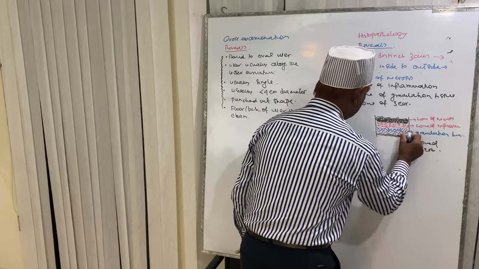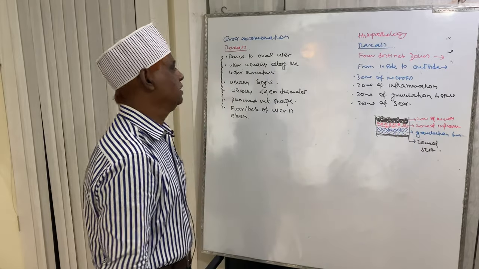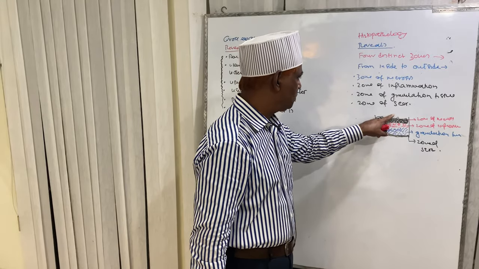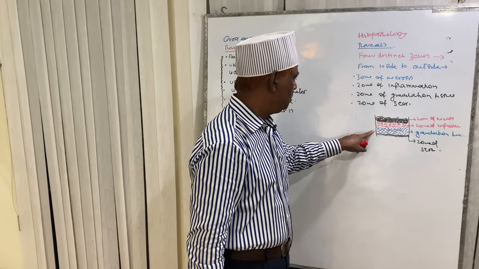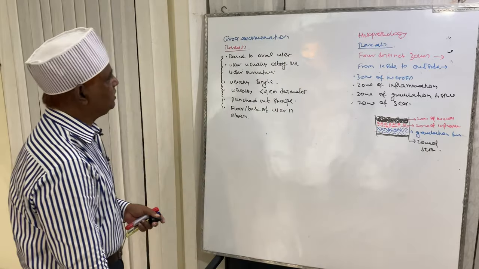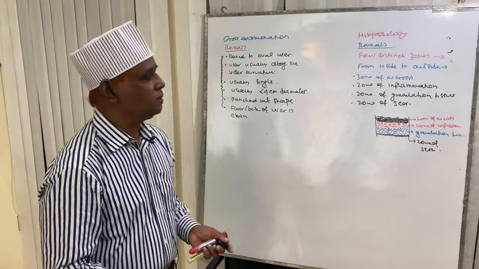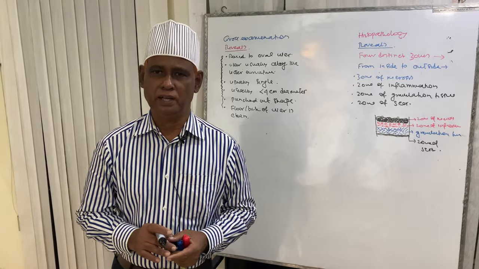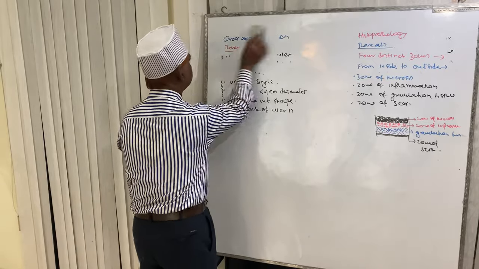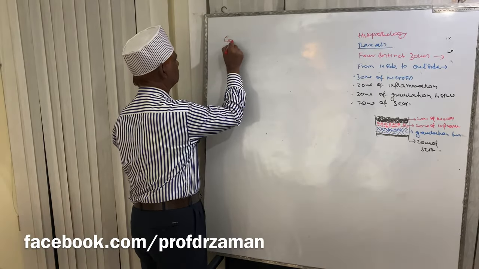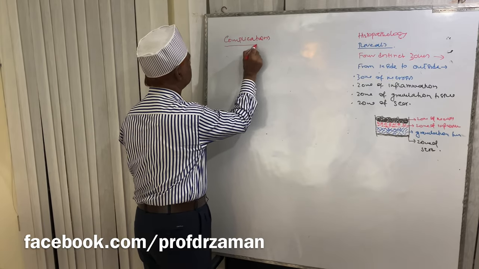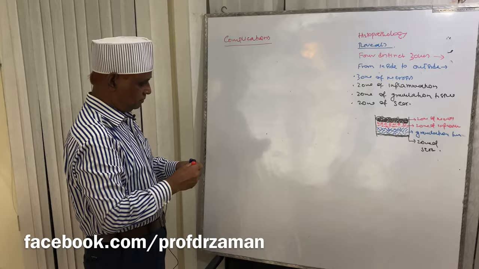This is the histopathology of gastric ulcer. From inside to outside: zone of necrosis, zone of inflammation, zone of granulation tissue, zone of scab. Dear audience, now if anybody suffers from gastric ulcer, what may be the complications? Complications of gastric ulcer.